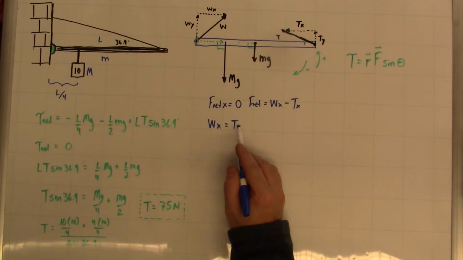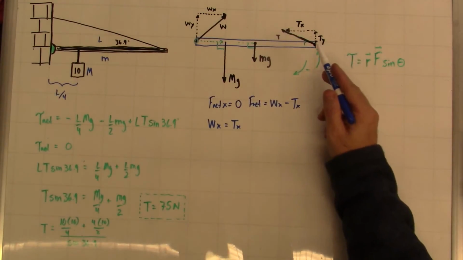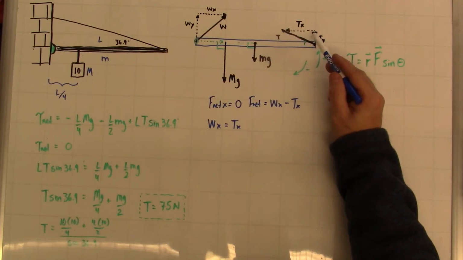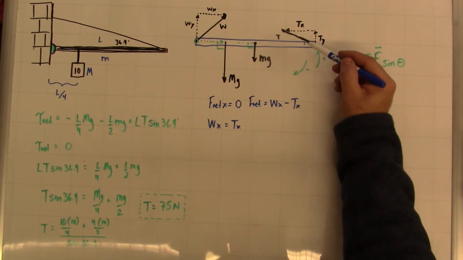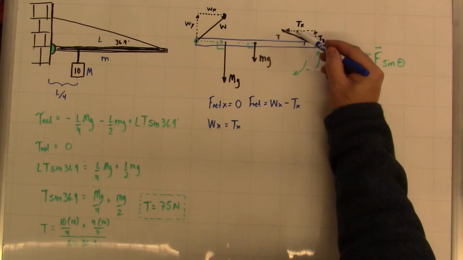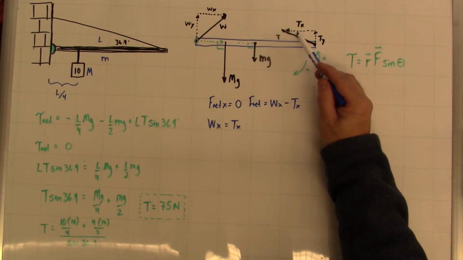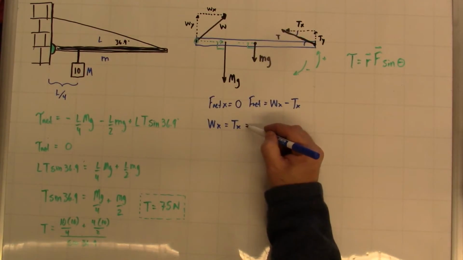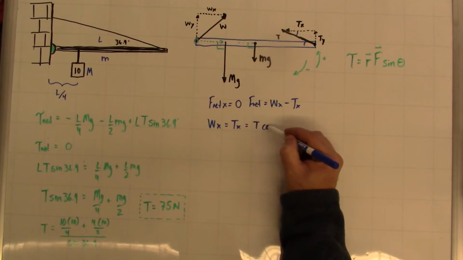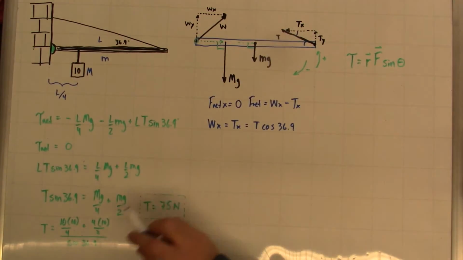How are we going to find T in the x direction? Well, if I analyze my triangle over here, what I notice is that there's a relationship between the tension in the x direction and the tension in the y direction. This is the angle that's given, but it's also equal to this angle right here. And so relative to this angle, the Tx is the adjacent side. This is the hypotenuse, so this is actually equal to T cosine 36.9.